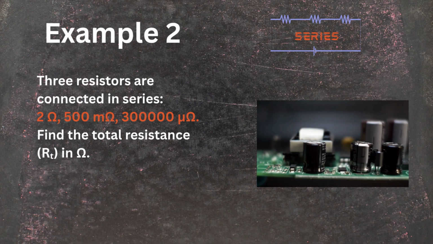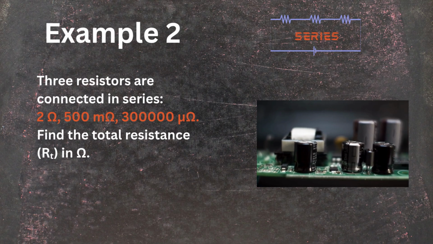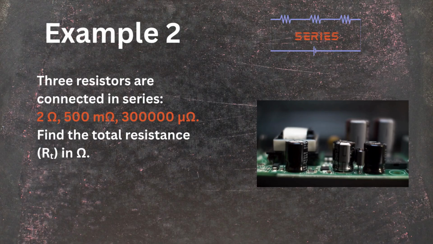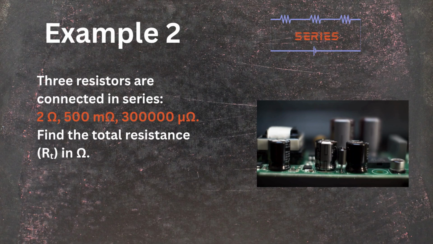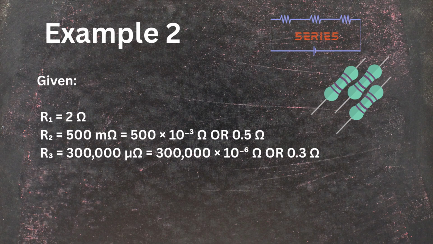Example 2. 3 resistors are connected in series, 2 ohms, 500 milliohms, and 300,000 micro-ohms. Find the total resistance in ohms. Given, resistance 1 equals 2 ohms. Resistance 2 equals 500 milliohms, or 500 times 10 to the power of minus 3 ohms, which equals 0.5 ohms. Resistance 3 equals 300,000 micro-ohms, or 300,000 times 10 to the power of minus 6 ohms, which equals 0.3 ohms.